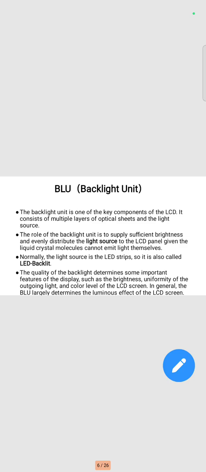Normally this light source is the LED strips. So it is also called LED backlit. What is that lit? The light falling on the surface. That is what backlit.